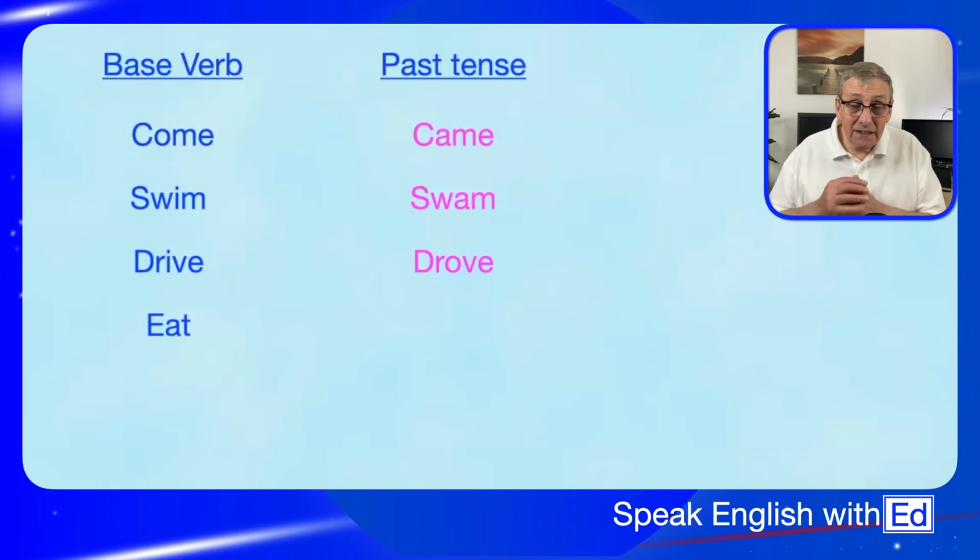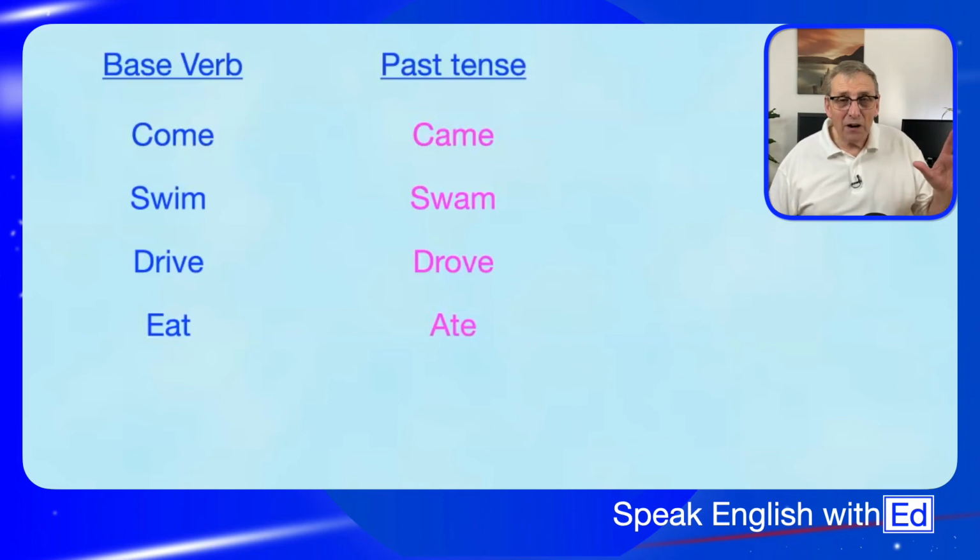Eat. Do you know the past tense of eat? The past tense of eat is ate. That's the past tense of eat. I ate my breakfast, or I ate a hearty breakfast this morning and I enjoyed it.